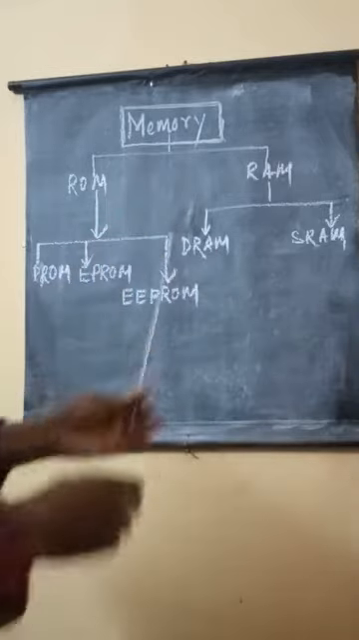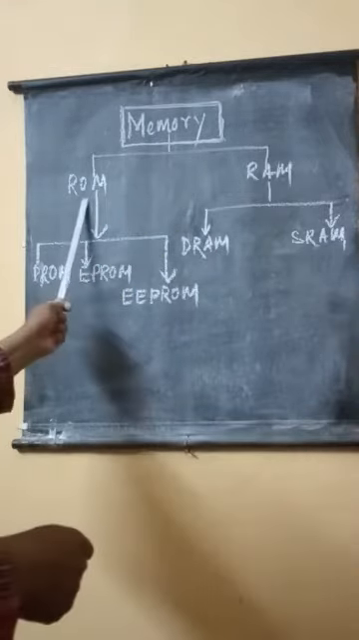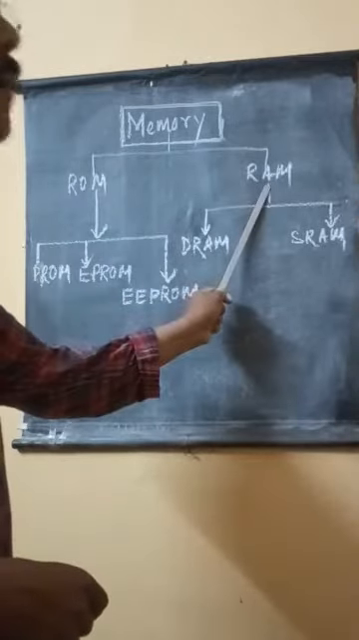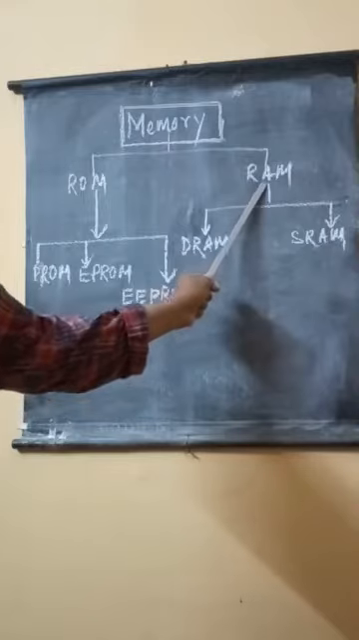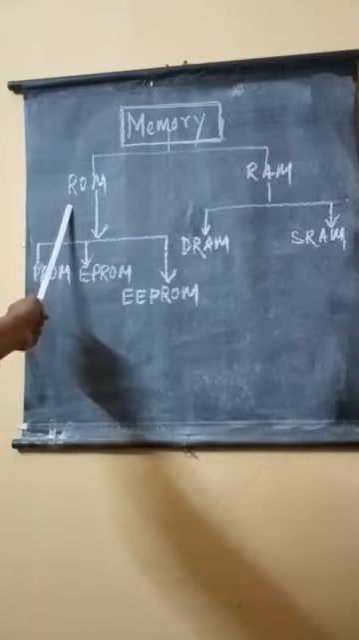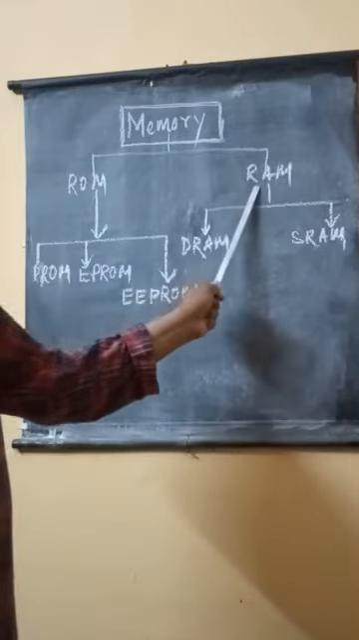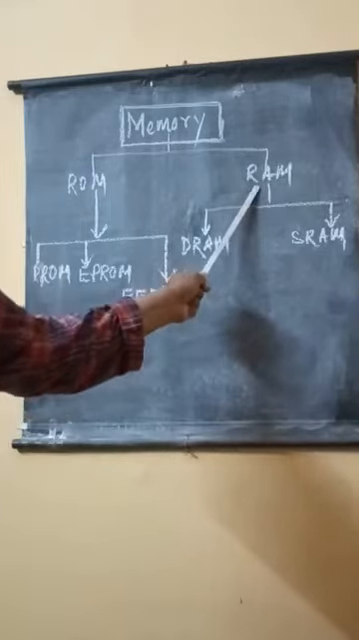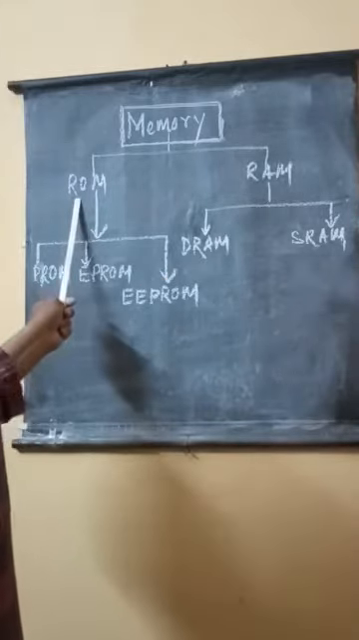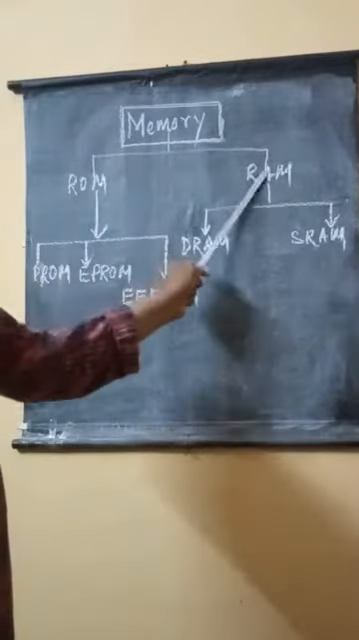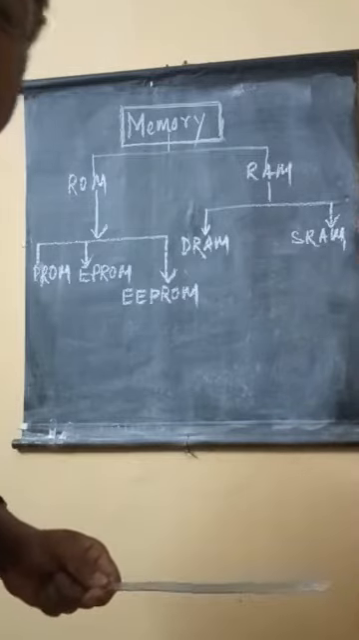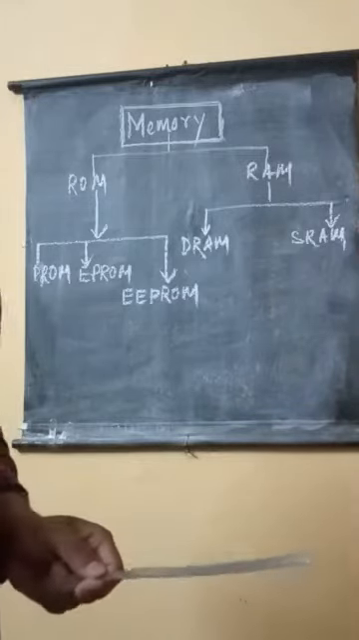This memory is of two types, that is RAM and ROM. ROM type of memory and RAM type of memory. RAM full form is random access memory and ROM full form is read only memory. Once again, RAM full form is random access memory and ROM full form is read only memory. These two types of primary memory are fixed in the motherboard. Now we'll see this RAM.